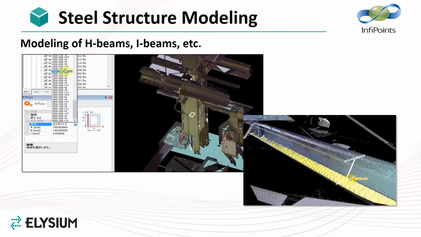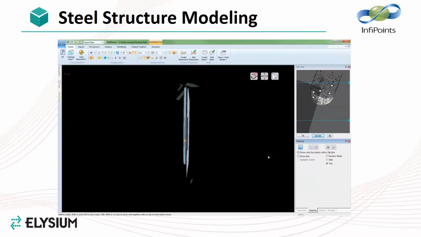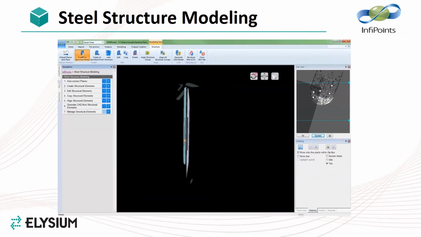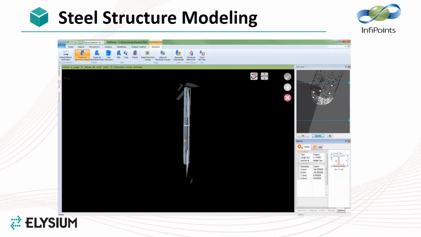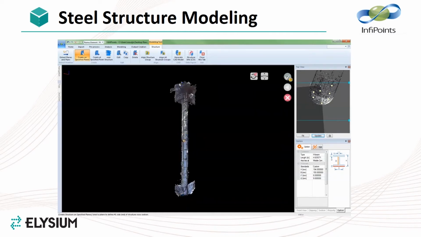Steel structure modeling is possible within InfiPoints. The auto-extracted planes can be used to specify an H-beam or I-beam. You grab the outer and inner planes of the targeted beam, determine the length of the beam that you're targeting, and then InfiPoints will insert a steel structure to complete the steel beam of your choice.